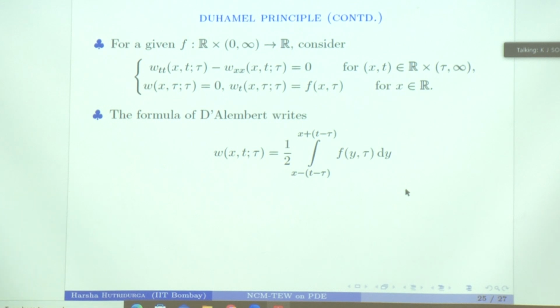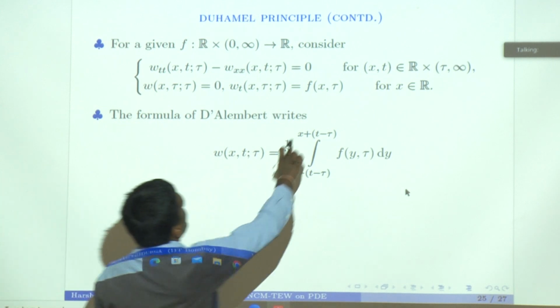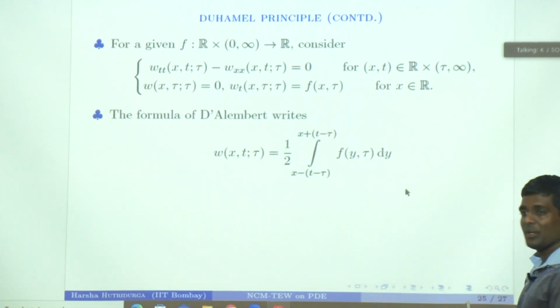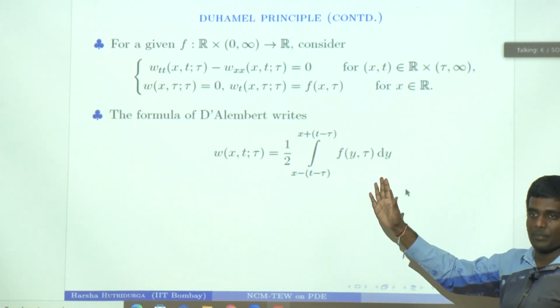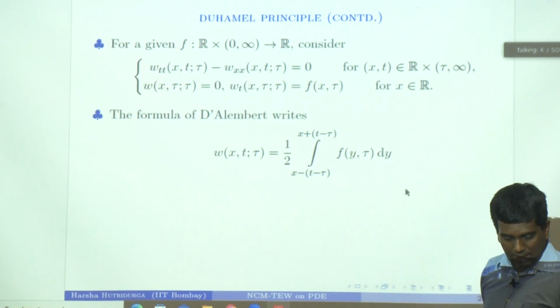So this you have to integrate, your velocity data, because u1 is f here. u1 is f, you have to integrate that. And that you are integrating in the y variable. Because tau is fixed, you do this.